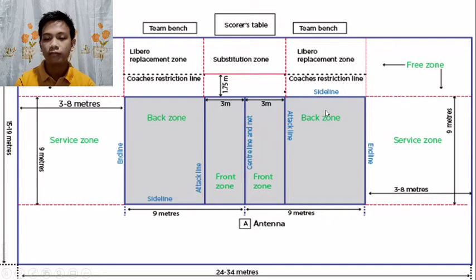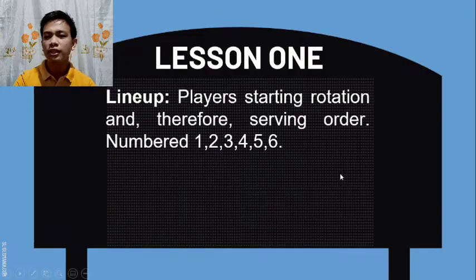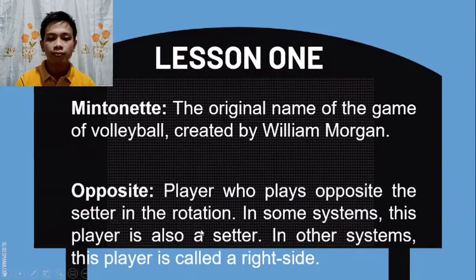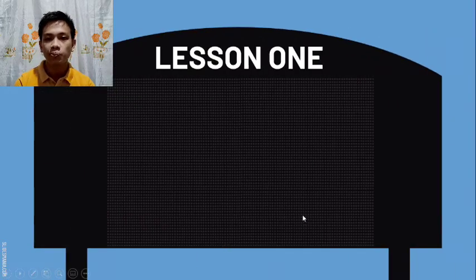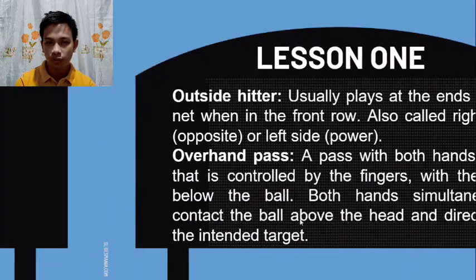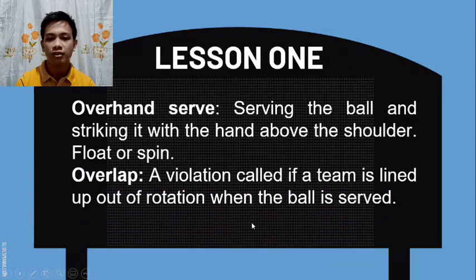Dito, si player 1, 2, 3, 4, 5, 6. So, si player 1 will go here. And player 6 will go here. 5 will go here. Plus 4 will go here. 3 will go here. 2, siya naman yung magsaserve. Meron ata ako niyan eh. Sana. Para mas maintindihan niyo. Okay? So, pag hindi nasunod yung rotation, yan, itatawag ng referee overlap violation.